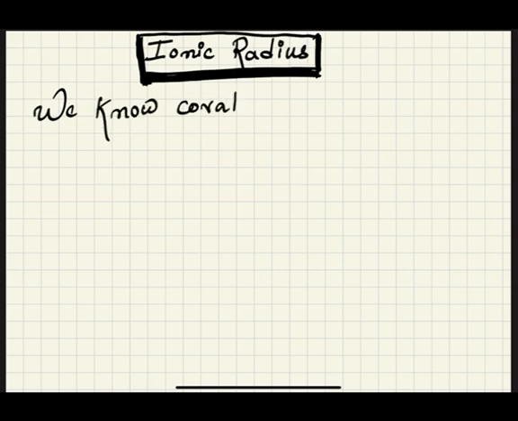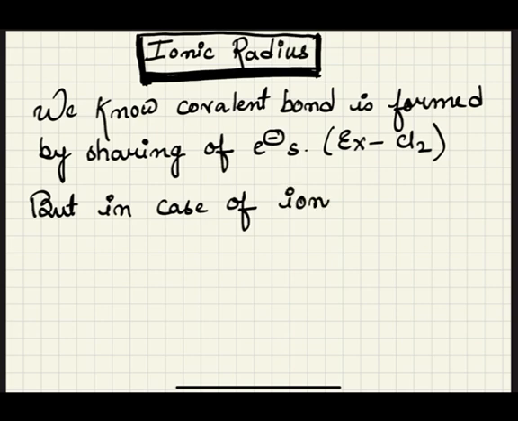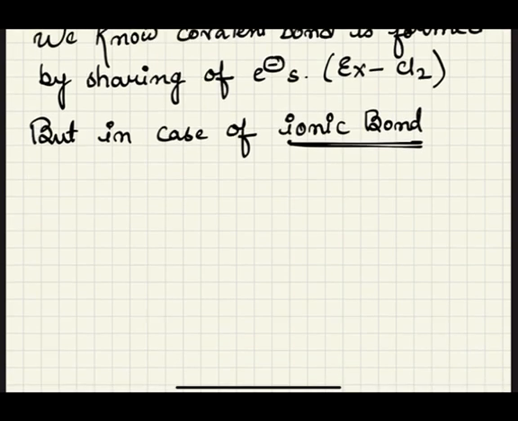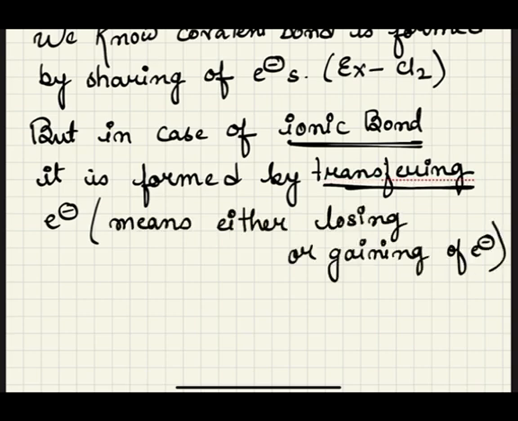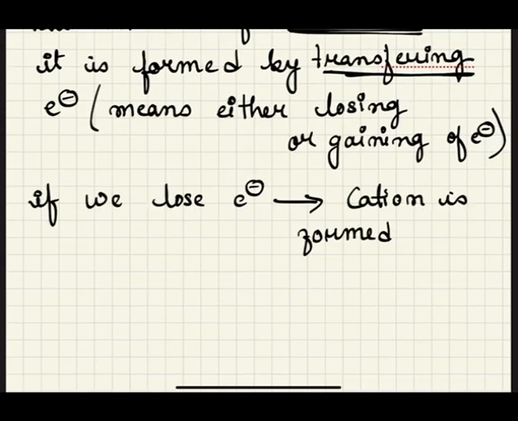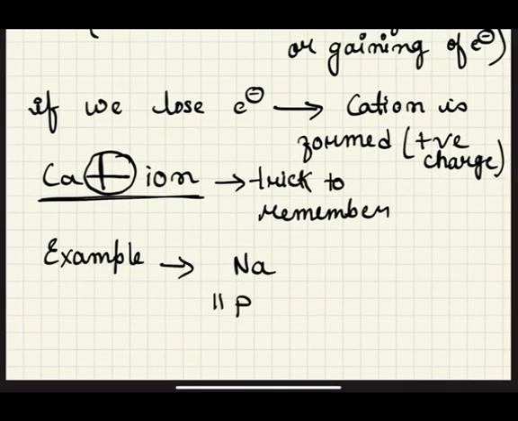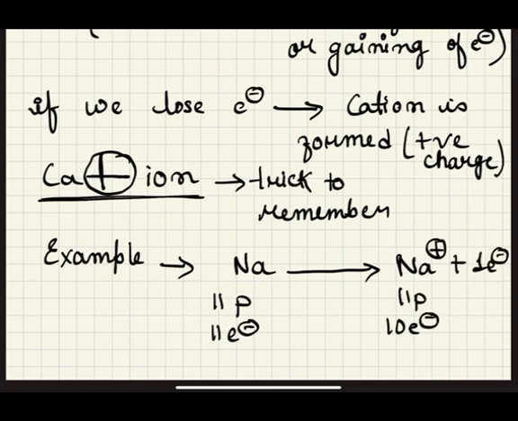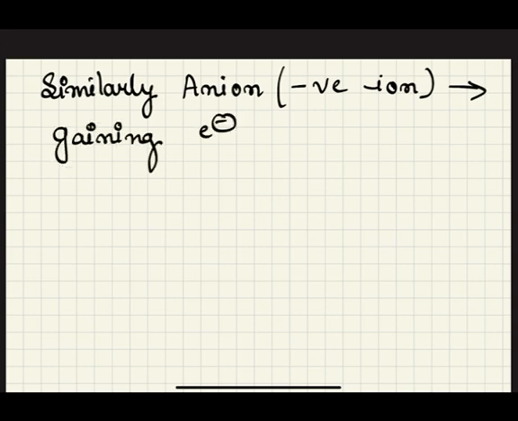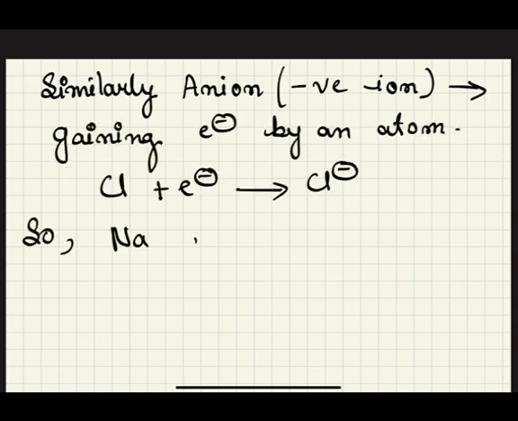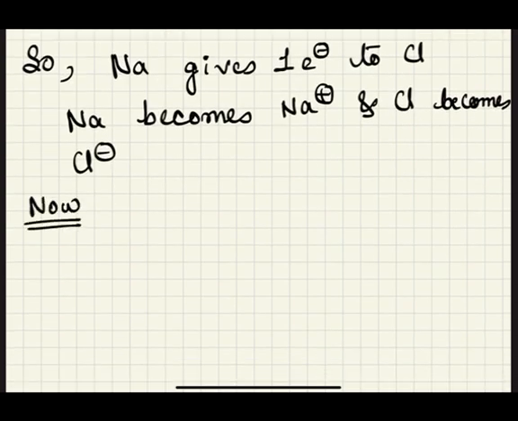Ionic radius. We know a covalent bond is formed by sharing of electrons, for example Cl2, but in case of an ionic bond, it is formed by transferring electrons, meaning either losing or gaining of electrons. If we lose an electron, a cation is formed, with positive charge. Example sodium. Similarly, an anion is a negative ion, formed by gaining of an electron by an atom. Example, Na gives one electron to Cl and Na becomes Na+ and Cl becomes Cl-.